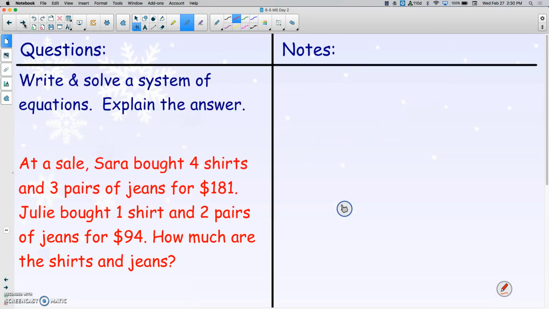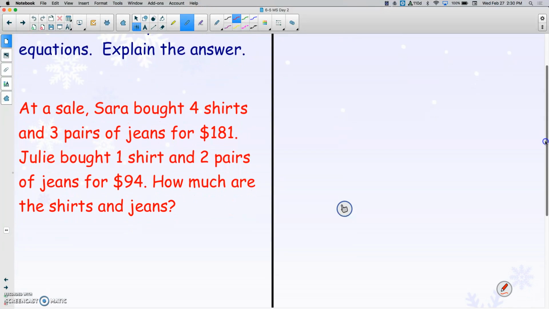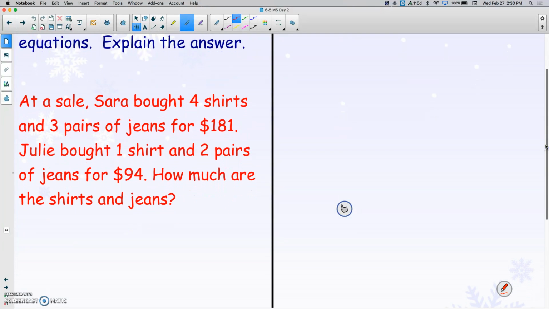So our first problem says, write and solve a system of equations, explain the answer. At a sale, Sarah bought 4 shirts and 3 pairs of jeans for $181. Julie bought 1 shirt and 2 pairs of jeans for $94. How much are the shirts and jeans? So this is a sale where shirts are on sale for a certain price and jeans are on sale for a certain price. So I am going to use X to represent the cost of shirts, and then I'm going to use Y to represent the jeans.